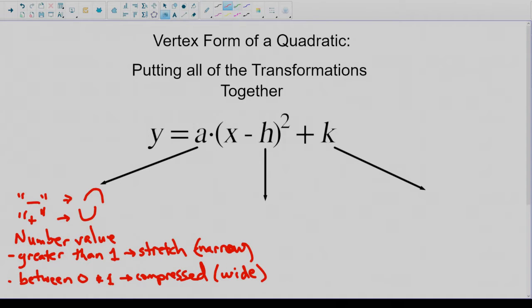The H value is a horizontal translation. If the sign in front of the H is a plus in the bracket, it means, and this is where things get tricky, it's the most difficult one to remember, move left when it's in the bracket. If the H value is negative, it means move right.